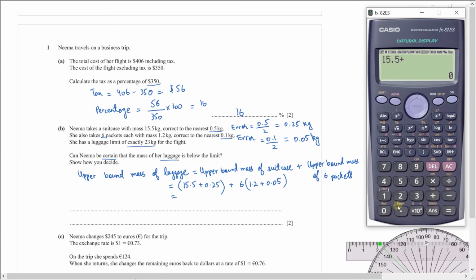15.5 plus 0.25. So this is 15.75 plus 1.2 plus 0.05, and then multiplied by 6. So this is 7.5. Now let's add these two together. 15.75 plus 7.5 is 23.25 kg. So this is the maximum possible value.